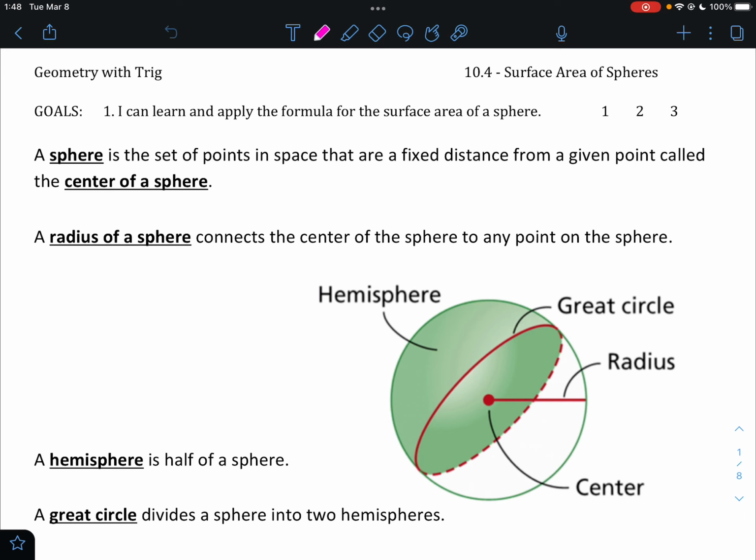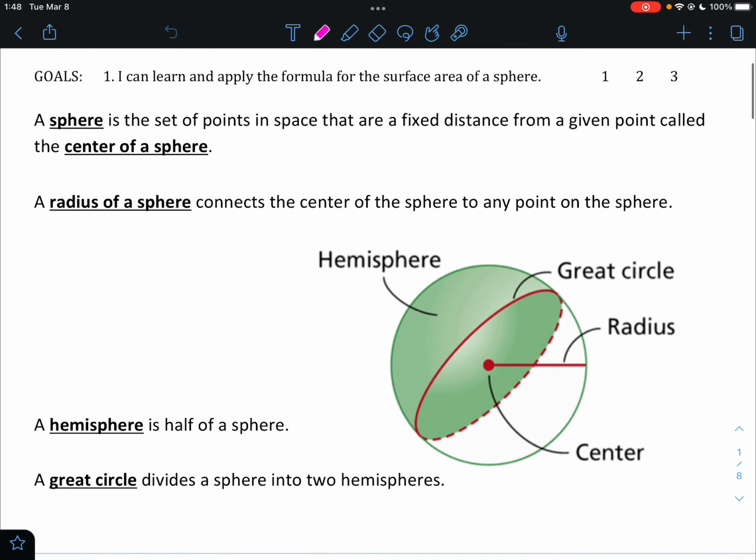It's a set of points in space that are a fixed distance away from a given point, which is called the center. The radius of the sphere, just like the radius of a circle, connects the center to any point on the sphere. A hemisphere is kind of like a 3D semicircle. It's half of the sphere. And finally, a great circle is the circle that divides a sphere into two hemispheres. So basically, if you picture a tennis ball, and you cut that tennis ball perfectly in half, the top of both of those halves would be called a great circle.